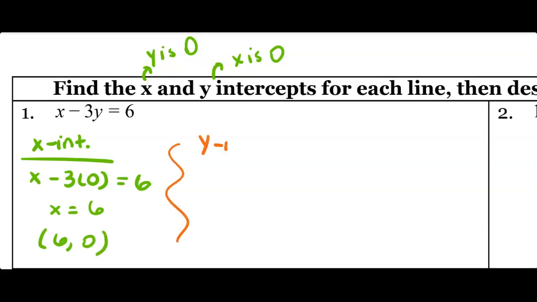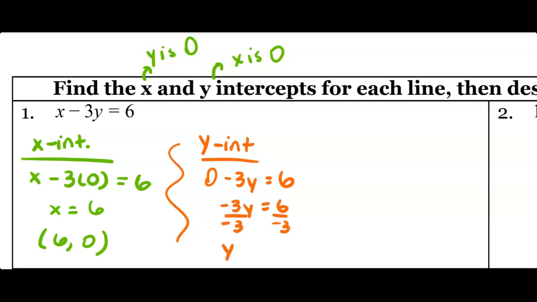To find the y-intercept, we plug in 0 for x. So we have 0 minus 3y equal to 6. So that gives us negative 3y equals 6. Dividing by negative 3, we get that y is equal to negative 2. So our y-intercept is (0, -2).